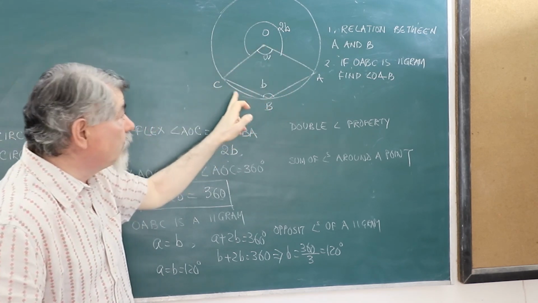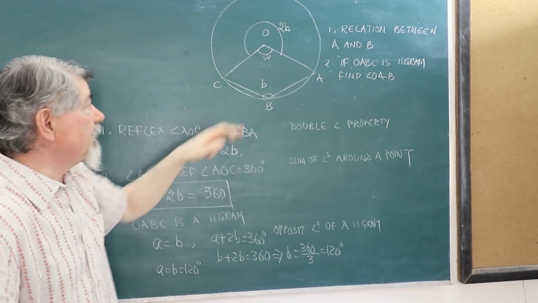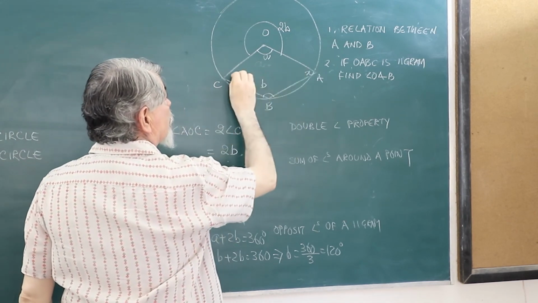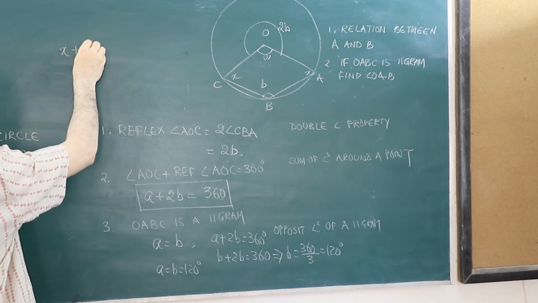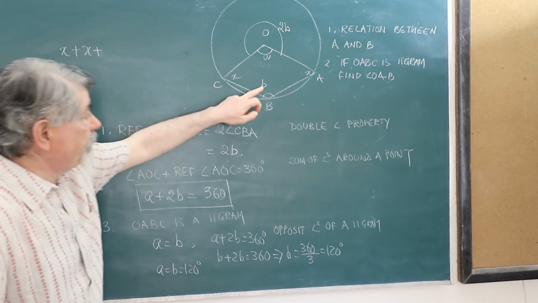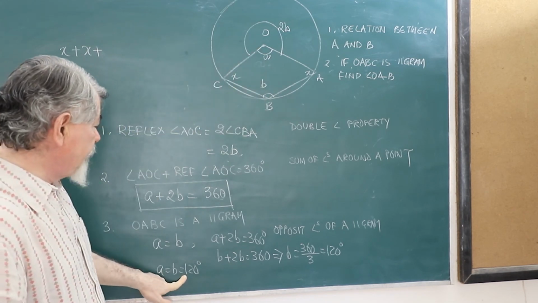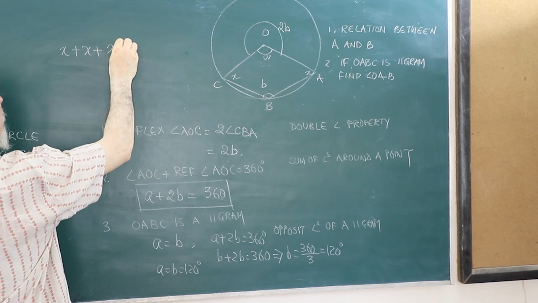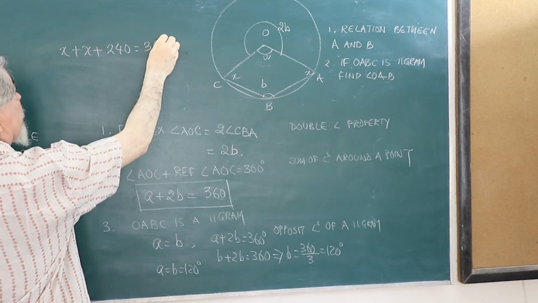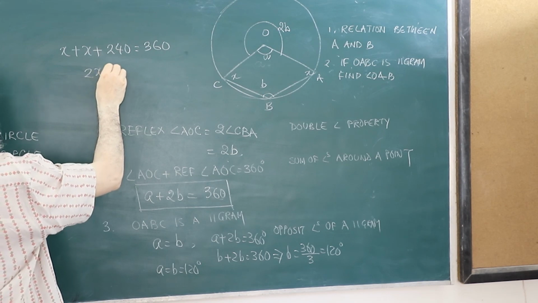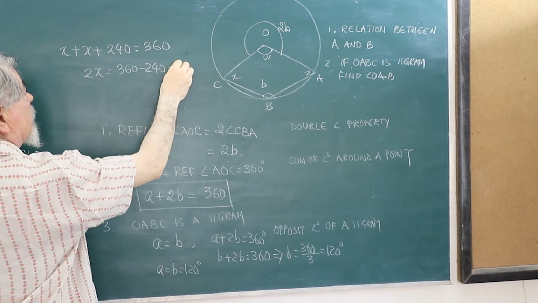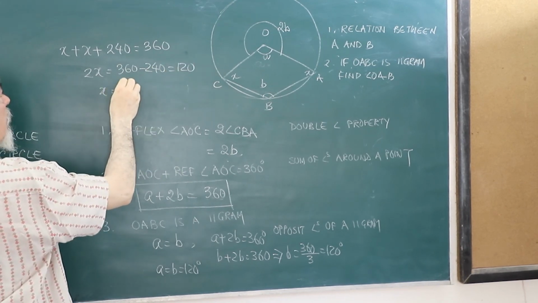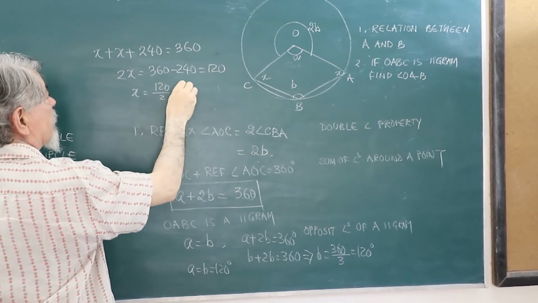But since it is a parallelogram, this angle will be equal to this angle. If it is x, this will also be x. In the second case, when it becomes a parallelogram, x plus x plus the sum of A plus B, which was 120, 120, that is 240, is equal to 360 degree. So 2x will be equal to 360 minus 240, that is 120 degree. So x will be 120 upon 2, that is 60 degree.